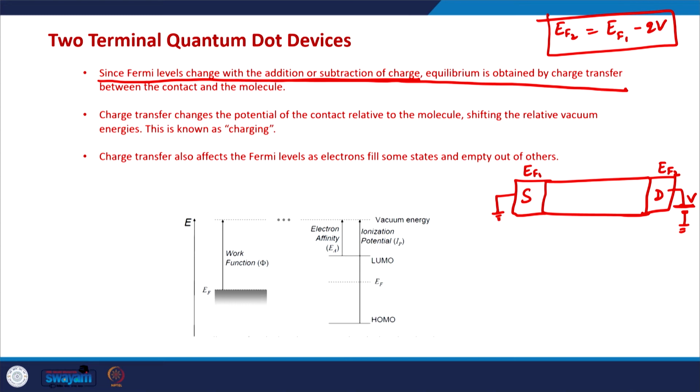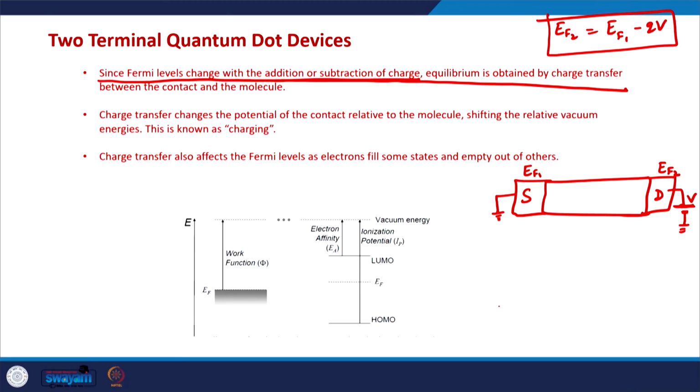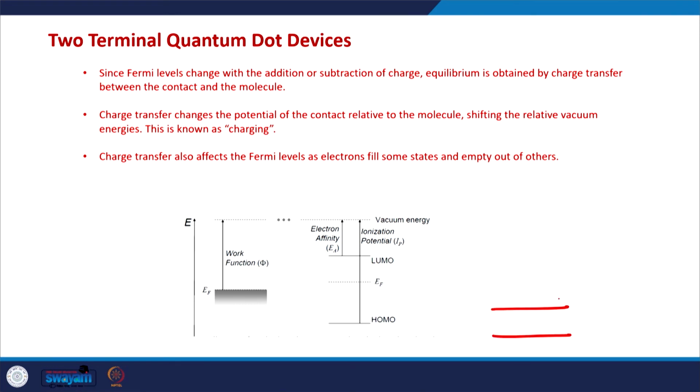Also, from quantum statistics, the position of the Fermi level depends on the number of electrons in the system. Let us say we have a quantum dot whose molecular orbitals are organized in this way. If the number of electrons in this system is just 5, this becomes the HOMO orbital and this becomes the LUMO orbital, and the Fermi level lies at HOMO.